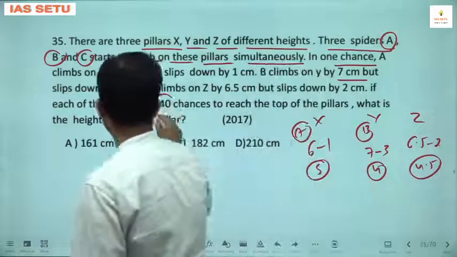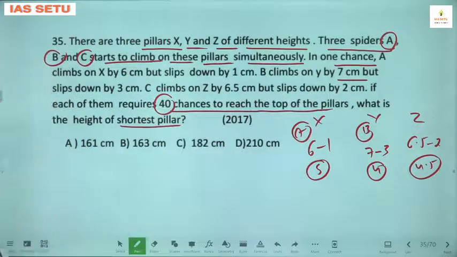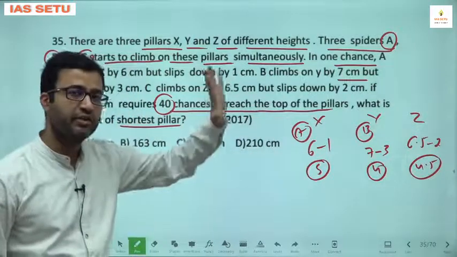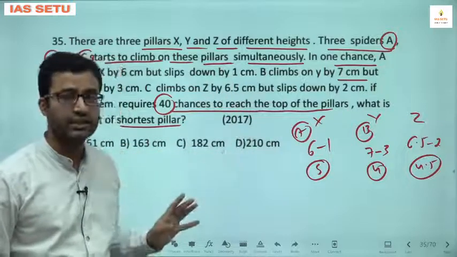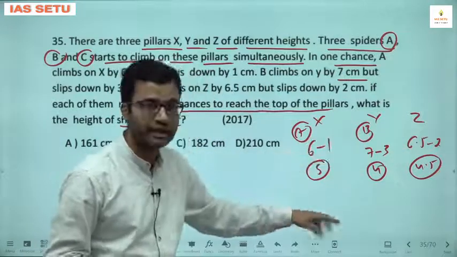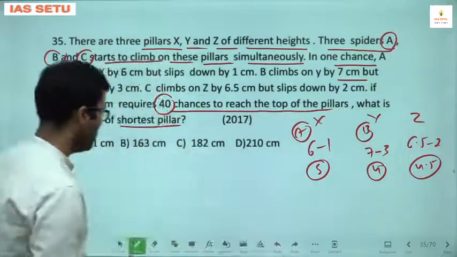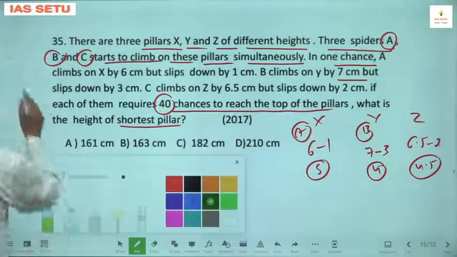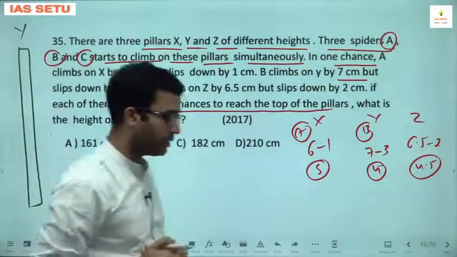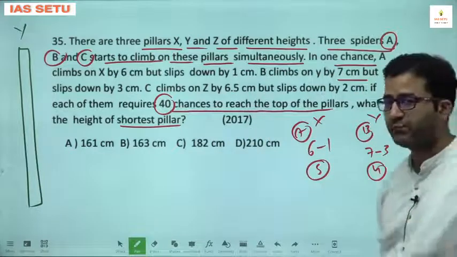If each of them requires 40 chances to reach the top of the pillar, what is the height of the shortest pillar? So one catch here, shortest pillar. Every chance A effectively climbs 5 centimeters, B 4 centimeters, C 4.5. So on its face it seems the pillar Y may be the shortest because B is effectively climbing only 4 centimeters. So this is pillar Y, and spider B is climbing 7, slipping down 3, effectively 4. Every chance 4 centimeters.